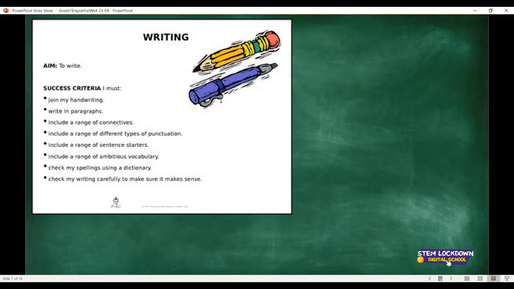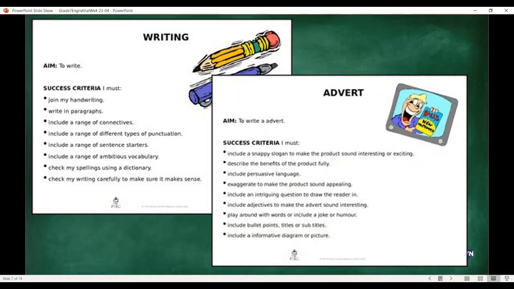Okay, now this is writing criteria that you actually use for all your writing tasks. The next one is one you use for adverts. I have put up a clearer description of this further on. So this is what we're going to look at the end. Once we've created our advert, we will go back and see, have we done these things?